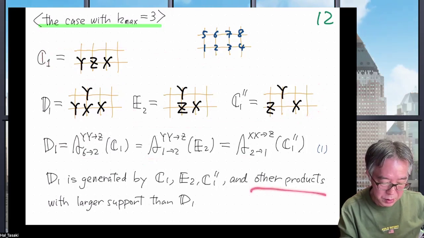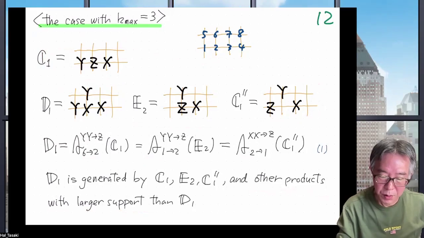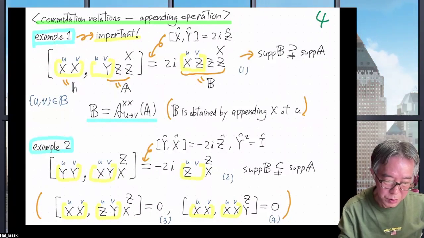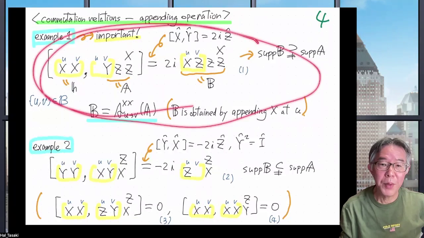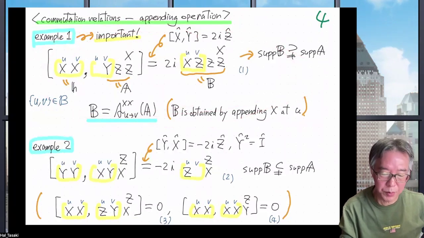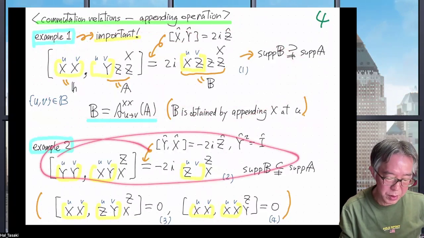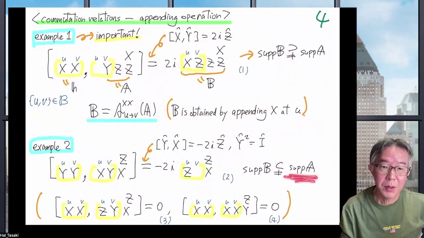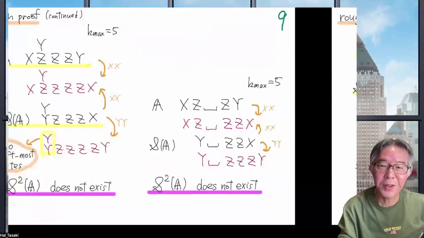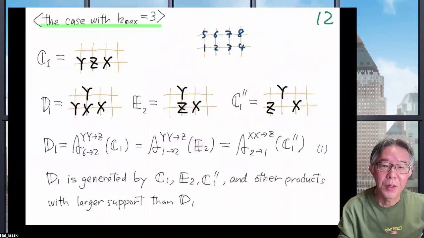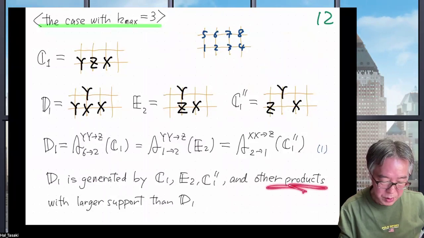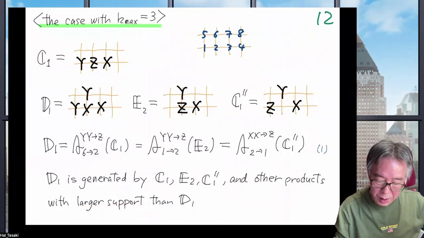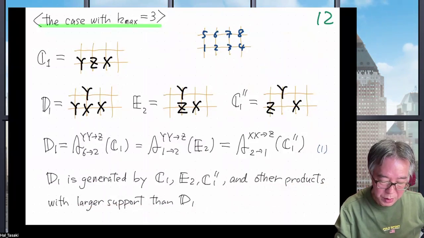But there are other products with larger support than D1. If you remember, I'm sorry for going back, the appending operation corresponded to this example 1, but there are situations corresponding to this example 2, in which case the support of B is strictly less than the support of A. So there are other products that have larger support than D1, and by taking the commutator, it shrinks and becomes D1. There are a bunch of such operators that I won't write down.